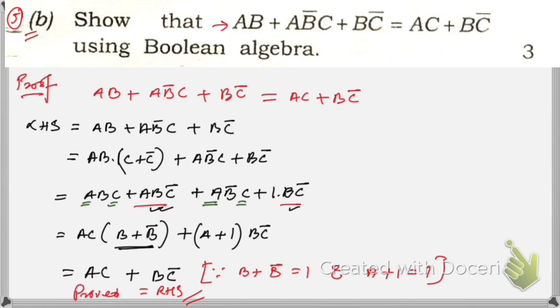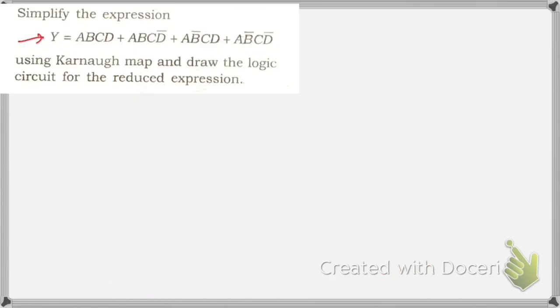So now let's move on to the next question. Here we have to use the K-map, right? So how to use that? As you can see, you have 4 variables in its terms, so 2 to the power 4, that's going to be 16. We have to make 16 blocks, 4 rows and 4 columns, right?